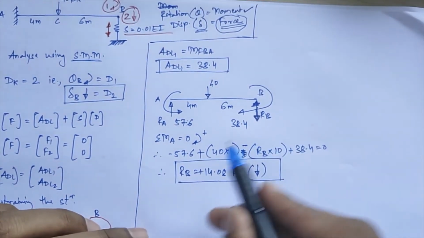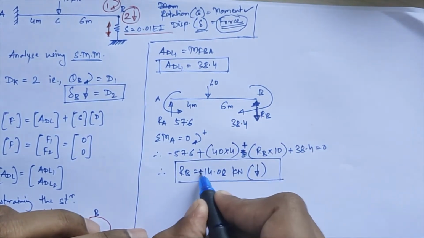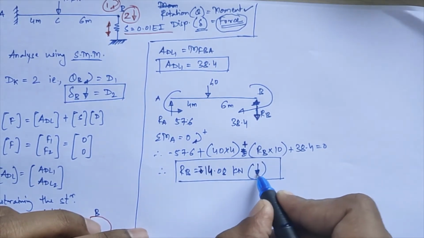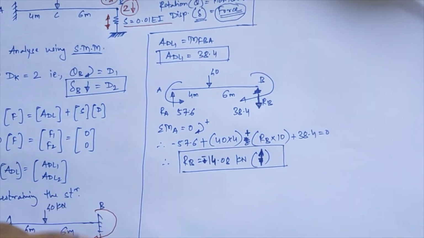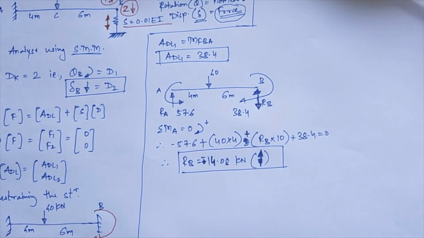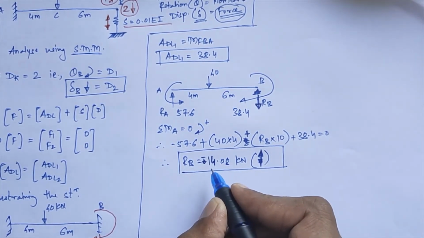Okay, sorry, here this RB into 10, that will be a clockwise moment here, and this RB I am getting as minus 14.08. So minus indicates that my assumed direction is wrong over there. So RB will be acting in upward direction over there. So you make the correction, RB will be acting in upward direction.